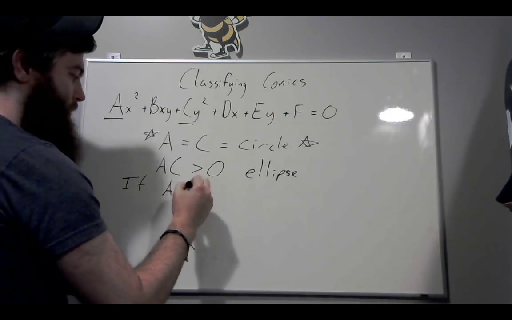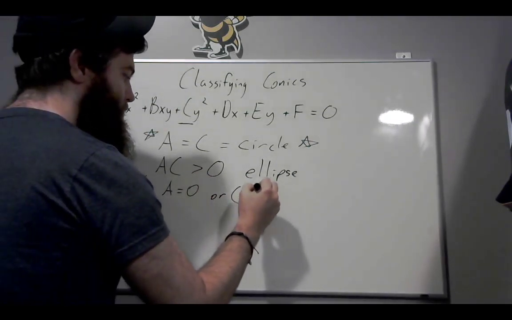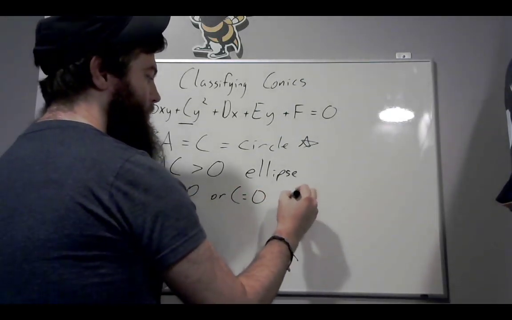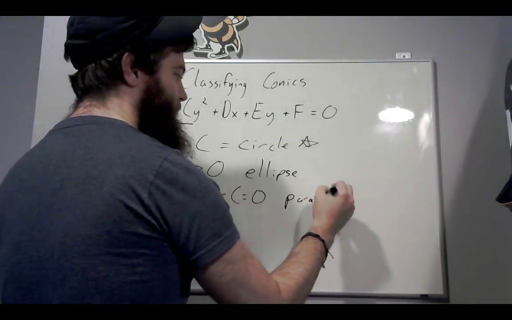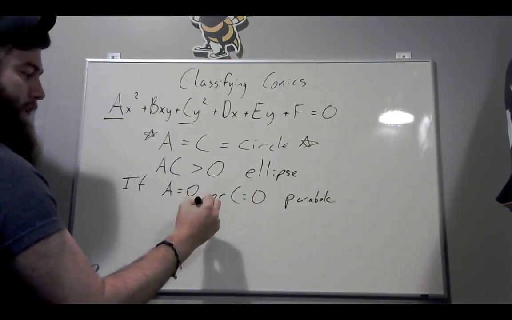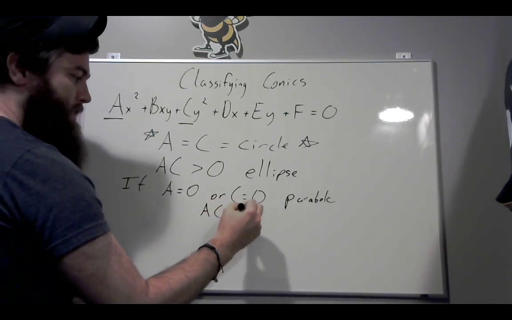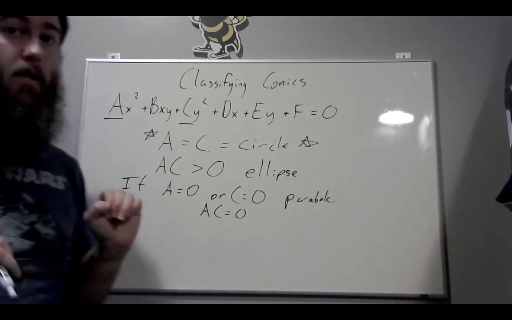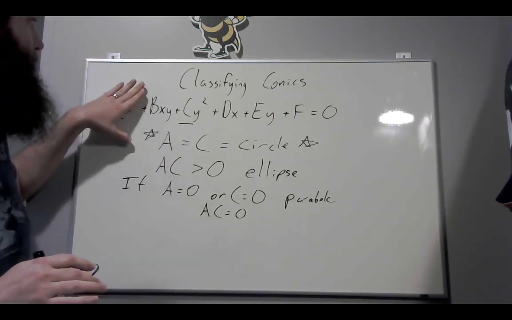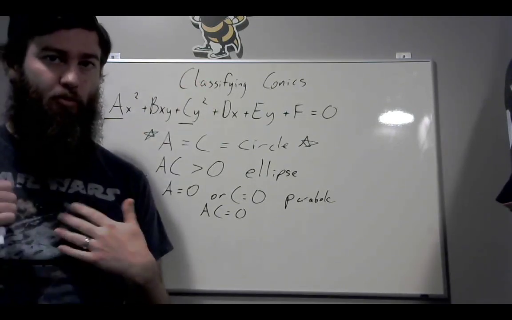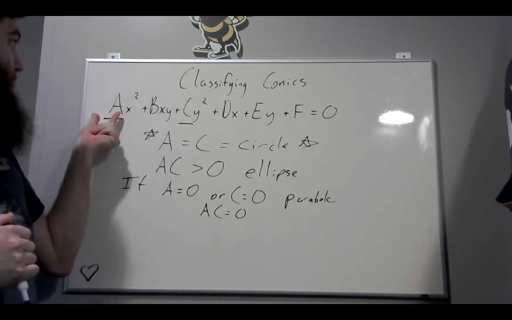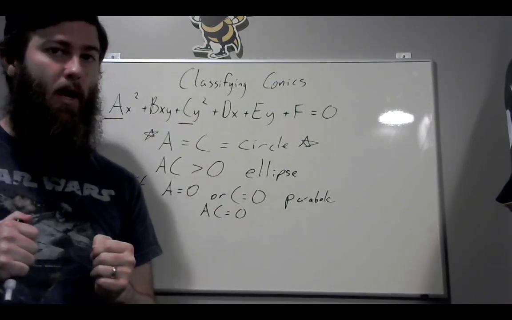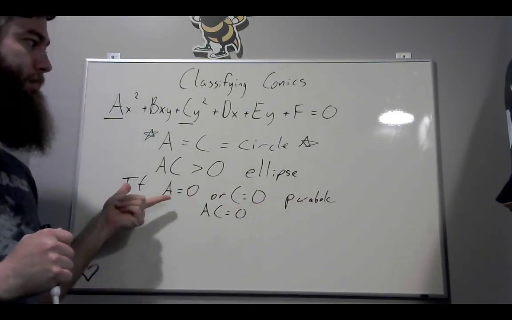So if a equals 0 or c equals 0, so if one of these two things equals 0, then it's going to be a parabola. So you can kind of think about it as a times c equals 0, it will be a parabola. So that just means that you're missing one of the squared terms. So anytime you're missing one of the squared terms, it's going to be a parabola. So that's why if one of these is 0, that just means you don't have a squared term. So you're missing your x squared or you're missing your y squared. So this is going to be your parabola.